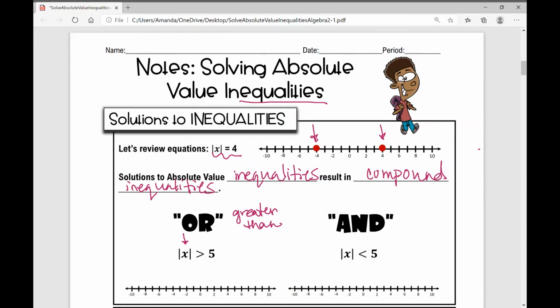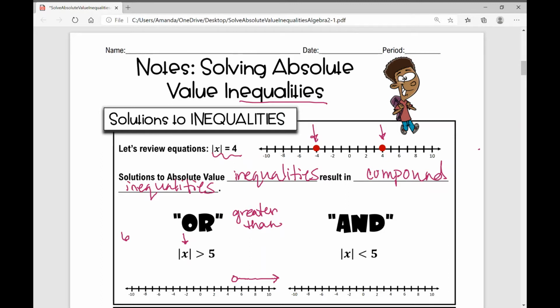Could I plug in the number 2? Is the absolute value of 2 greater than 5? No. What about 6? Is the absolute value of 6 greater than 5? It sure is. So really any number that's greater than 5 will have an absolute value that is greater than 5. What are the other numbers that you could plug in to x that would also have an absolute value that's greater than 5?